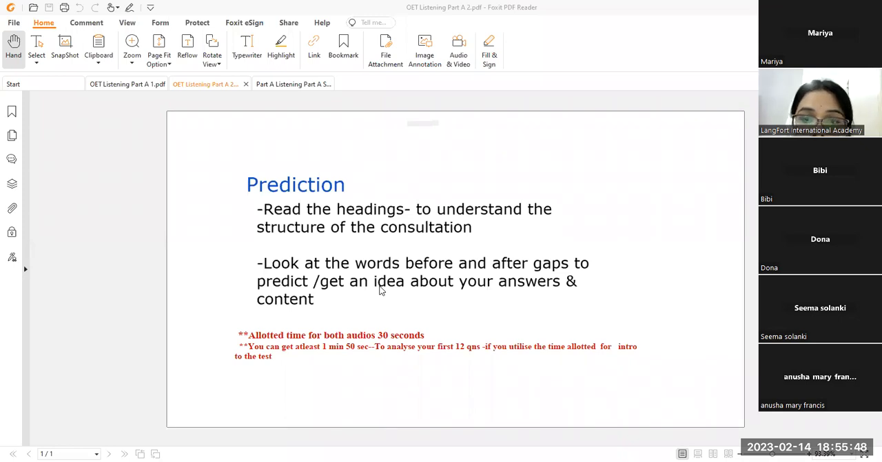Excuse me, ma'am. Regarding look at the words before and after, so we have to look for any grammar word also, ma'am? Yeah, sometimes yes. Since it's gap fill, grammar matters. What you write, the form of the word matters. Okay, so we will do that in a second, so you will get a better idea. Yes, grammar matters since it's a gap fill. Okay. All of you, go through it.